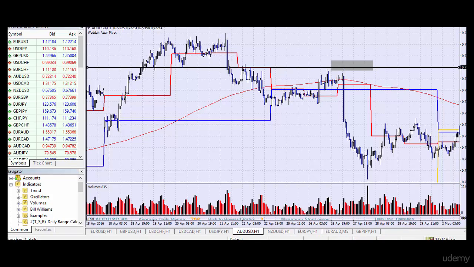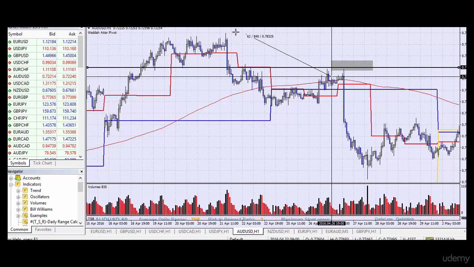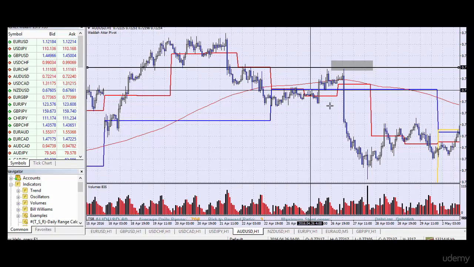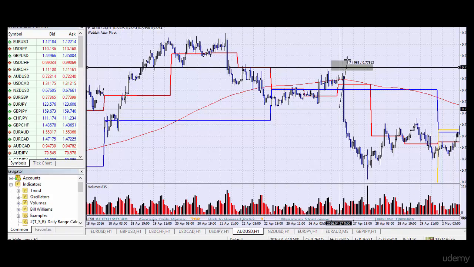You can sell it before, when the market is anywhere in this region, with stops above the high. So you'd have to risk a 100 pip stop, okay? Or you can sell after the event, which means you would enter the market somewhere around here, and your stops would have to be up here.